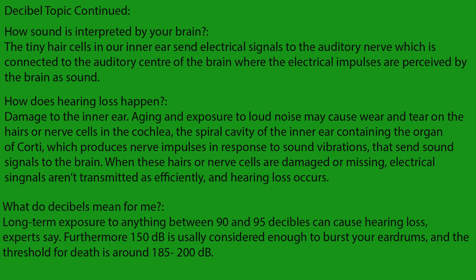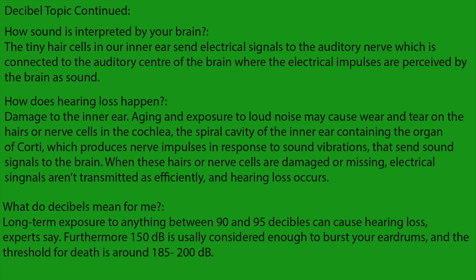Now, how the heck does sound get interpreted by the brain? Well, thanks for asking. The tiny hair cells in your inner ear send electrical signals to the auditory nerve, which is connected to the auditory center of the brain, where the electrical impulses are perceived by the brain as sound. The answer is it's all electricity in your head.